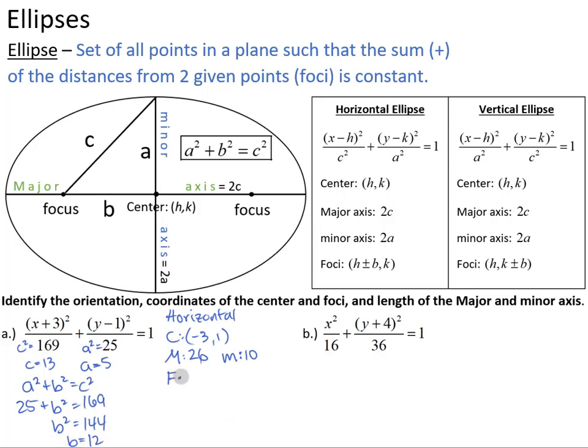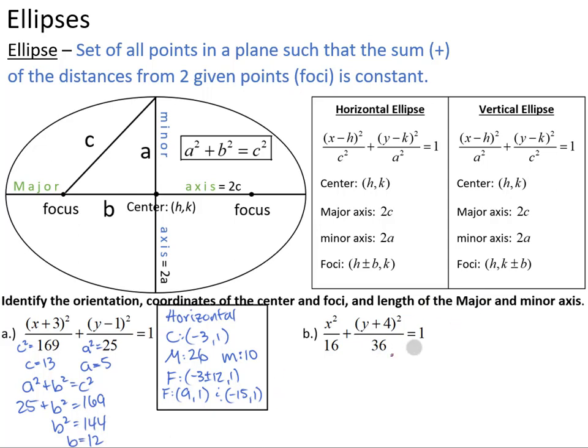So to find our foci, in the horizontal case, we need to go left and right 12 from -3. So -3 plus or minus 12, comma 1. And we can go ahead and calculate these. -3 plus 12 is 9, so 9, 1. -3 minus 12 is -15, 1. So those are the coordinates of our two foci. We've got our major and minor axes, the center, and orientation.